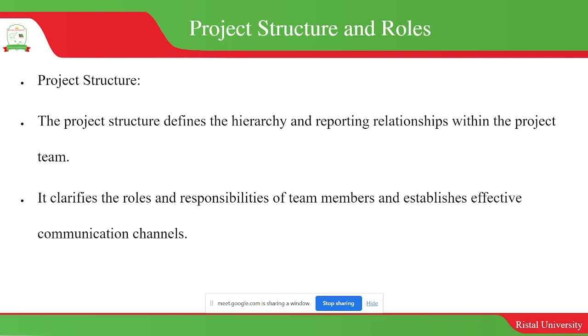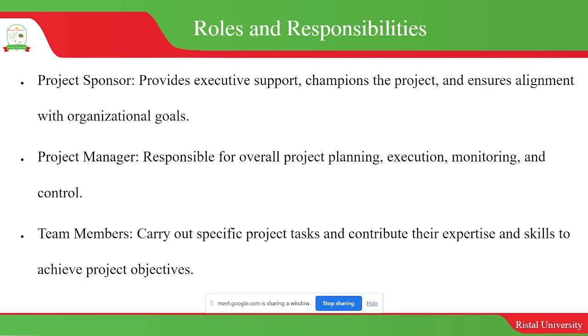So in your plan, you need to know who is going to do what in the project. That means you need to know who is going to report to whom. Okay, this is very important. So you need to have clarity on the different members of the project.